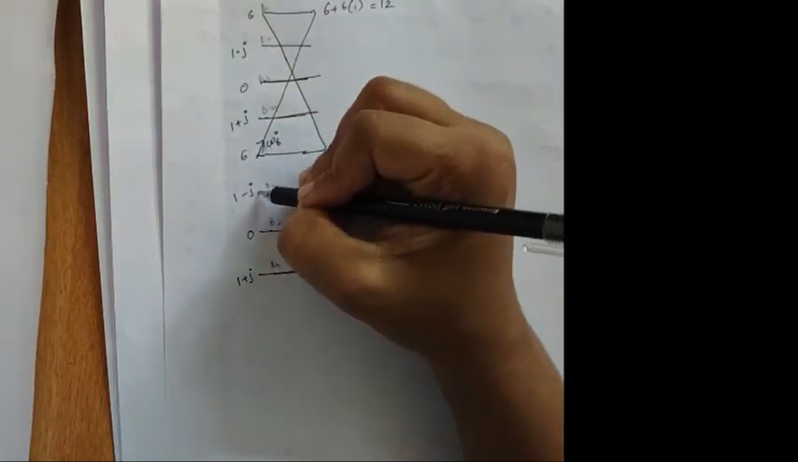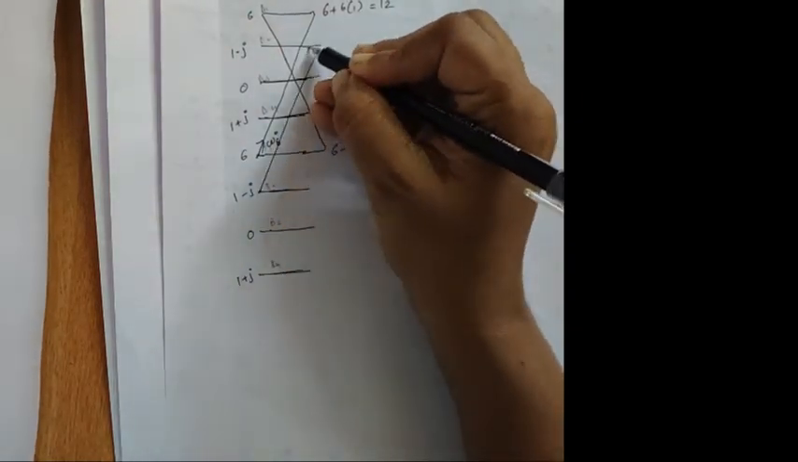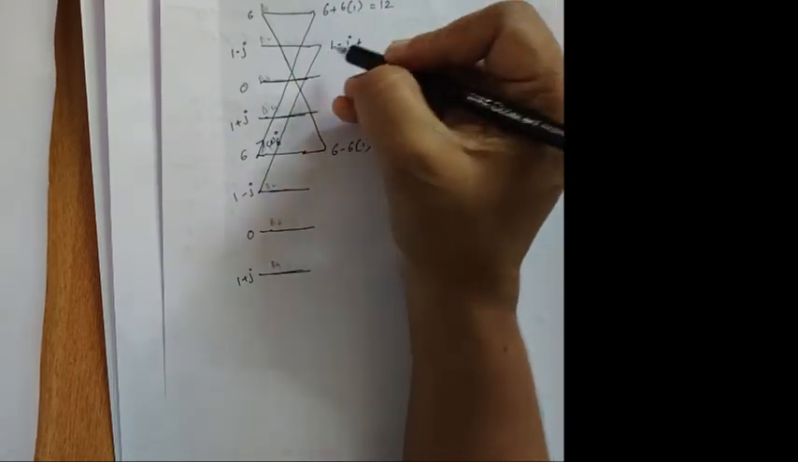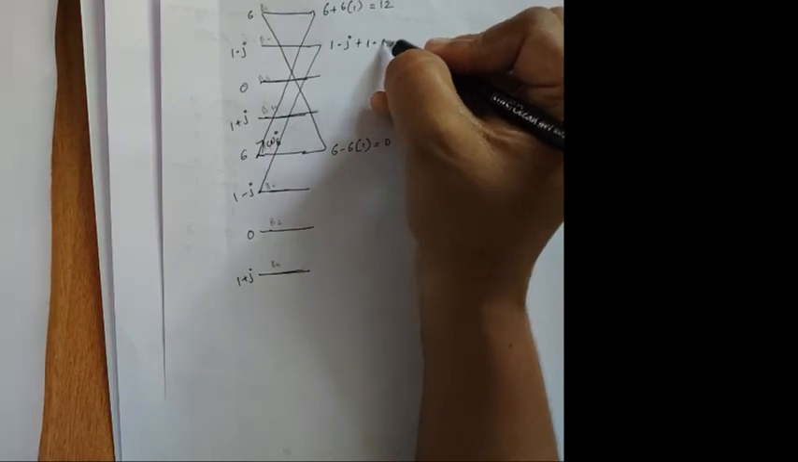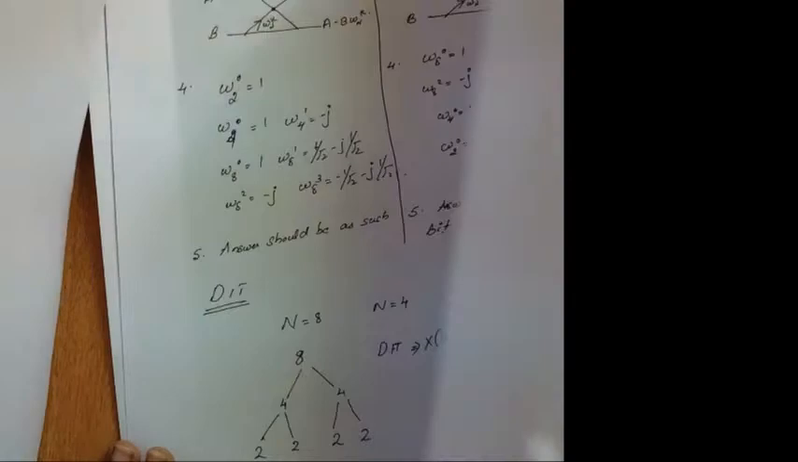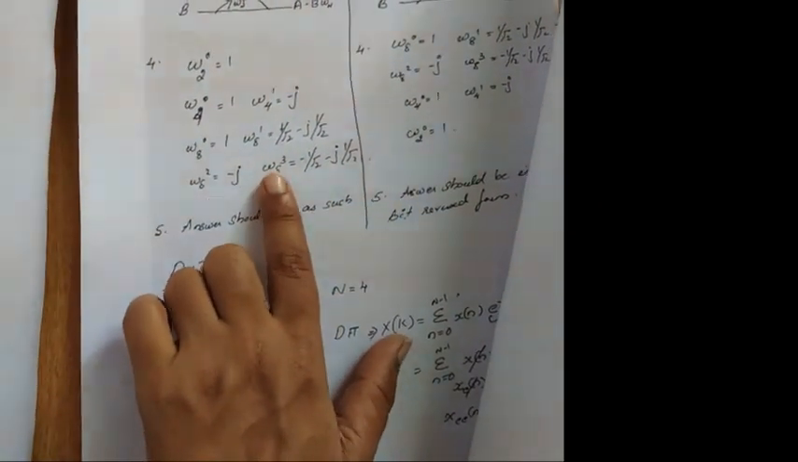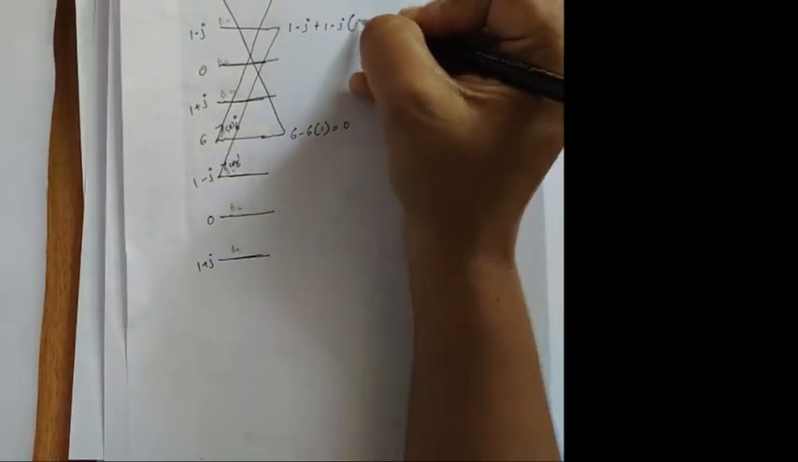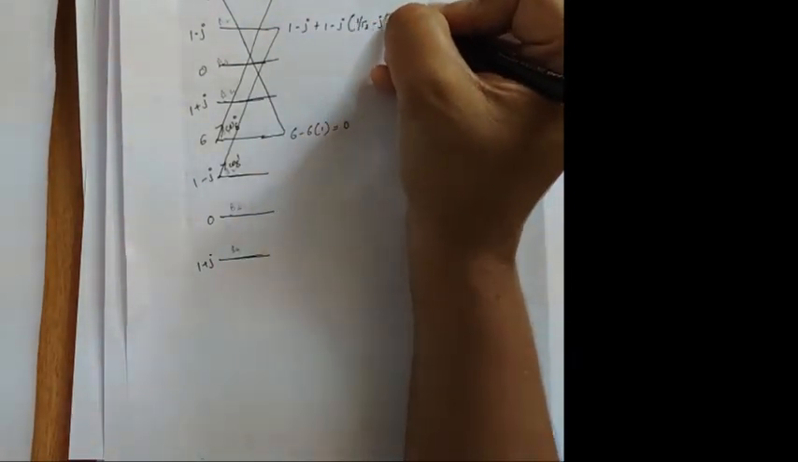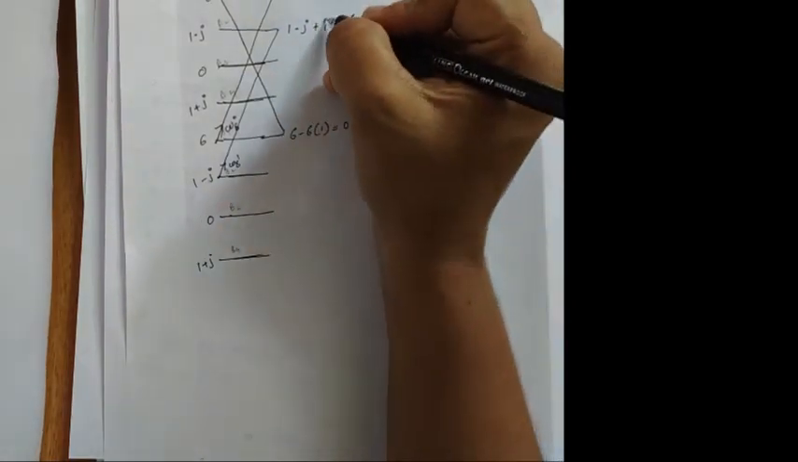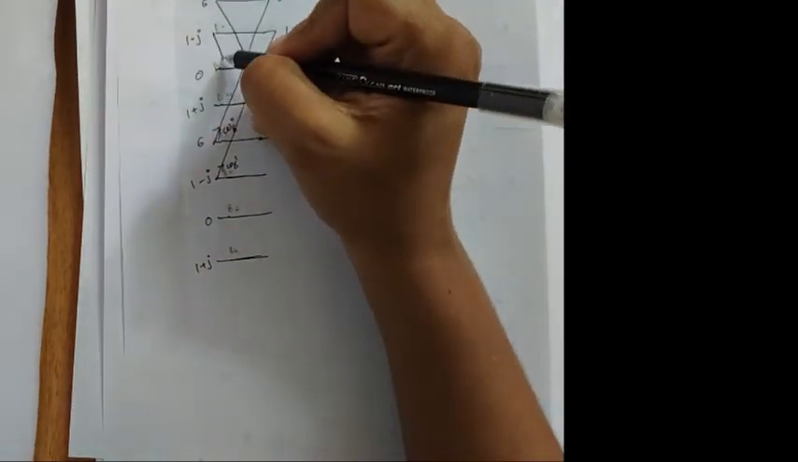Second thing is 1 minus j plus 1 minus j, here W8 power 1. You know what is the twiddle factor of W8 power 1? 1 by root 2 minus j 1 by root 2, into 1 by root 2 minus j 1 by root 2. Okay. Now first I am going to write each and every step, then we can find the value.